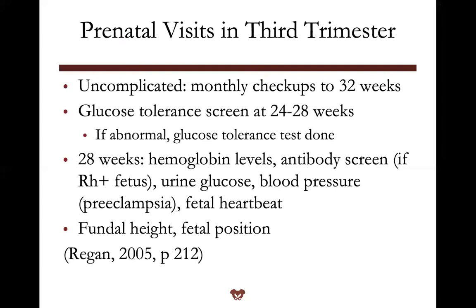Again, at 28 weeks, they're continuing to assess hemoglobin, so observing for any anemia for mom. Again, looking for antibodies if there is an Rh positive fetus. Still assessing the urine glucose and blood pressure, because they want to rule out any problems like preeclampsia, and continuing to assess the fetal heartbeat to make sure that baby is developing and thriving as the baby should be. And then continuing to assess the fetal height and the fetal position. And now fetal position is going to start to be of interest due to preparation for labor and birth.